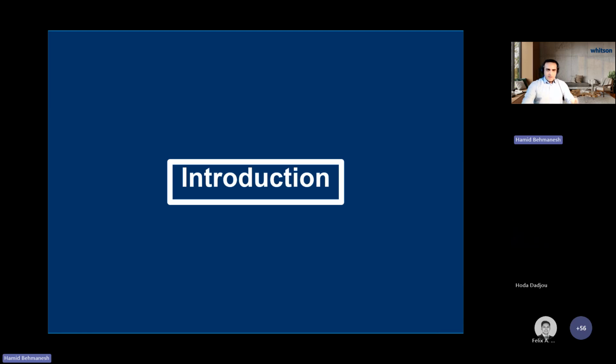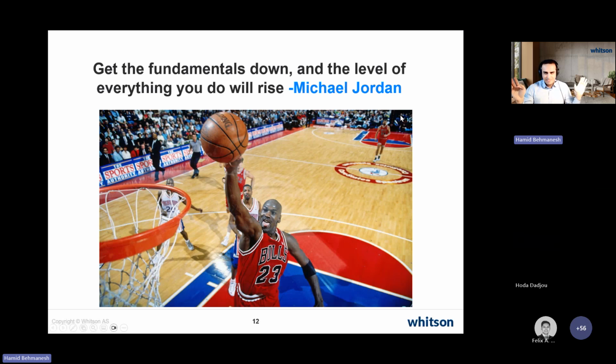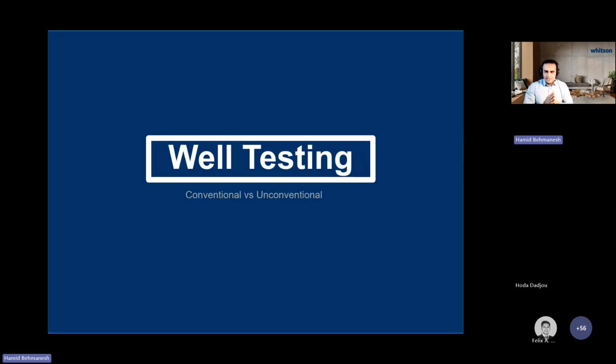Okay, so with the introduction on the PTA, it's very important to get to the introduction. If you get the fundamentals down, then the level of everything will rise. So this is what I believe, and I'm going to walk you through some of the well test fundamentals. First, this is named as conventional well testing, or PTA. What's the difference between well testing, pressure transient analysis, well test interpretation, conventional and unconventional?